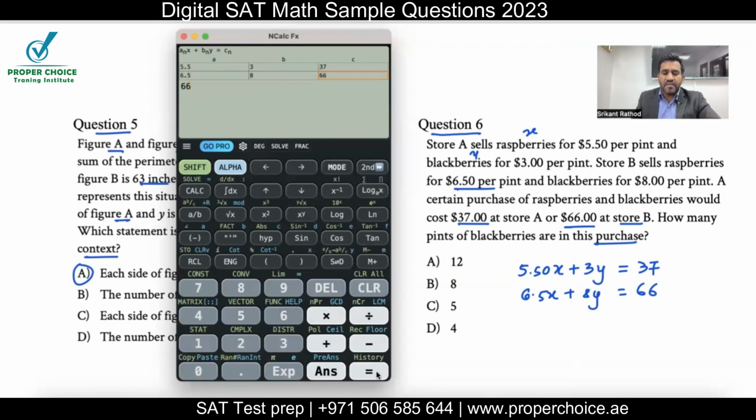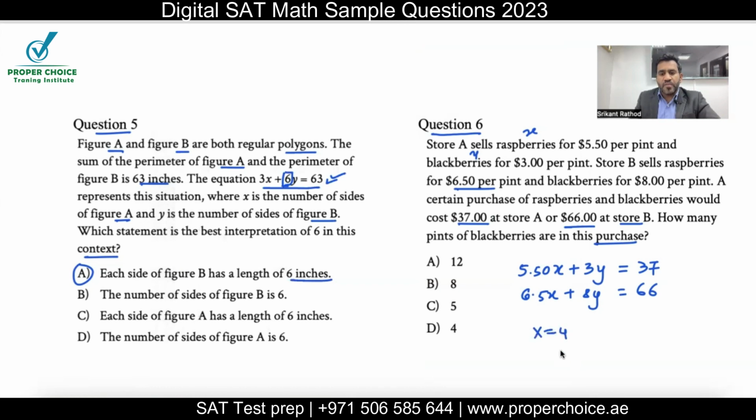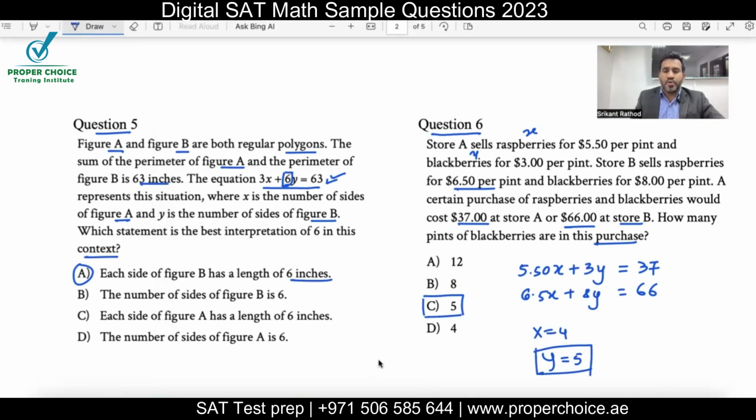After inserting all the values, press equal, and you will get the value of x, that is the raspberries, which is not our part. Press equal again, and you'll get the value of y. So we are getting x equals 4, y equals 5, and we are considering y, the number of blackberries. So we should go with option C as the right answer. So here 5 pints of blackberries have been purchased in this purchase. So C is the right choice.